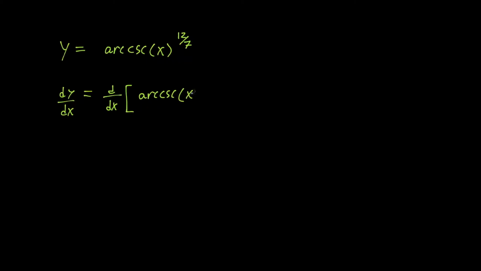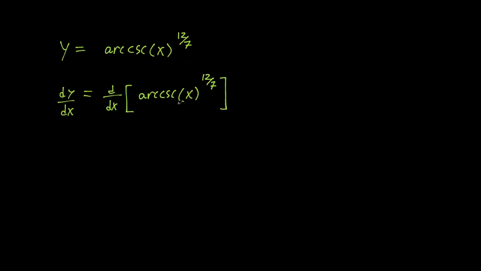Let's take the derivative of arc cosecant of x to the 12 sevenths. So let's start by differentiating both sides with respect to x. We have dy/dx equals d/dx of arc cosecant of x to the 12 sevenths.